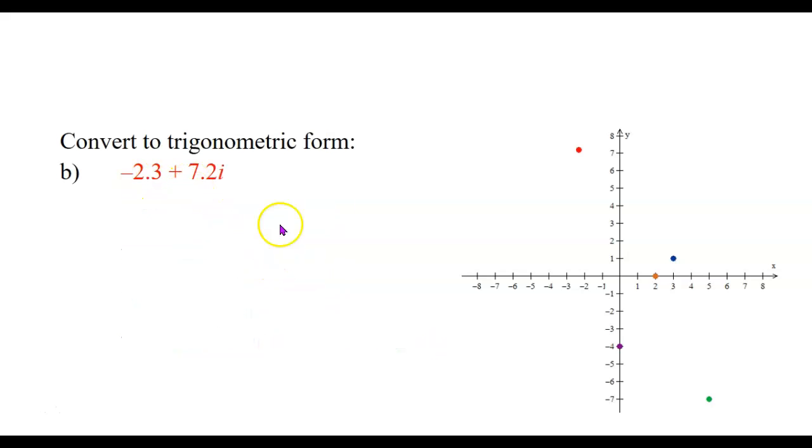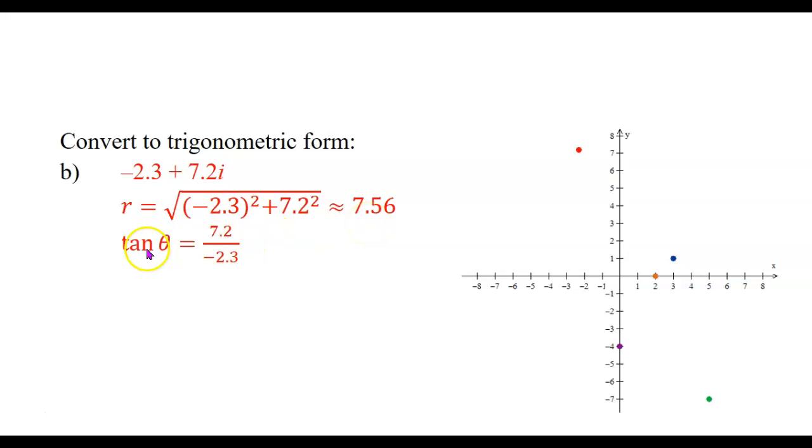How about this one? Negative 2.3 plus 7.2i. Again, you could just use your calculator's conversion function, but if we're working it ourselves, r would be the square root of negative 2.3 squared plus 7.2 squared, and that comes out to be approximately 7.56. And the tangent of theta is the y over the x, 7.2 divided by negative 2.3. So if we just take the arctangent of that number, the calculator comes back with approximately negative 72.3 degrees.